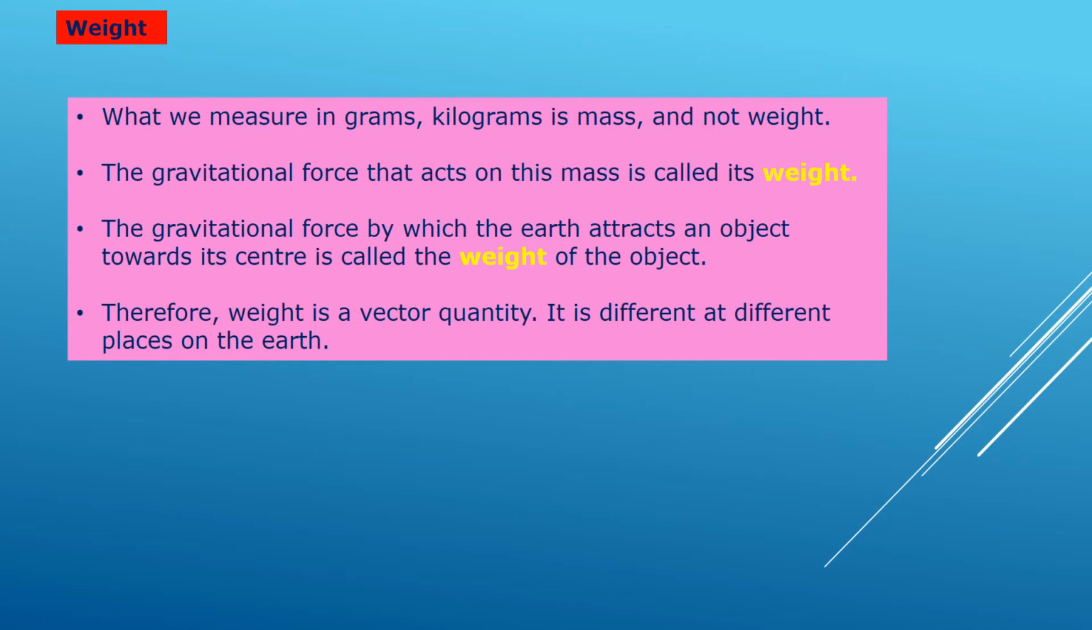The gravitational force by which the earth attracts an object towards its center is called the weight of the object. Therefore, weight is a vector quantity and it is different at different places on the earth. It changes from place to place on the earth.